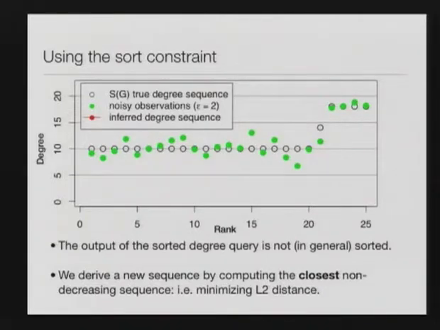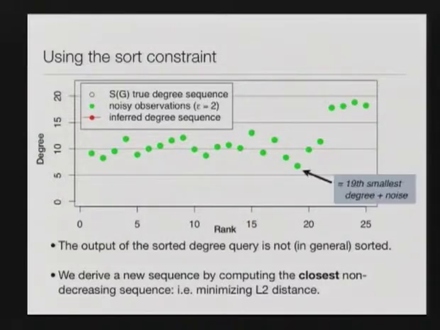So instead of getting 10 across all those first degrees, I'm going to get the green dots, which are slightly higher than 10, slightly lower than 10. And then I'm going to get some other values. So this is a little strange because it violates the sort constraint. A sorted list is non-decreasing. It can be flat, but it can't go down, right?